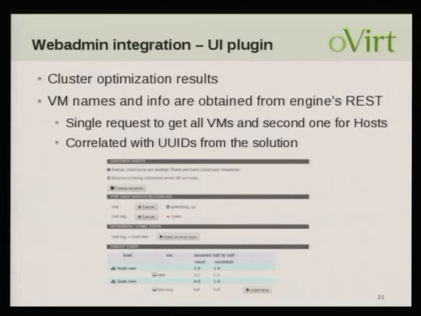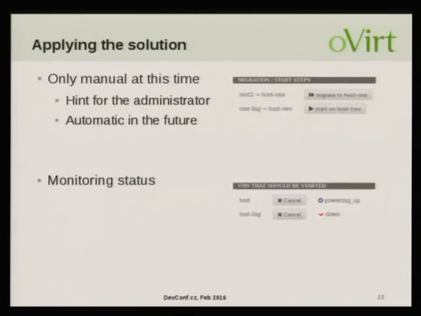So we show the destination, the resulting situation. That's the bottom here. For each host, we'll show you the VMs that will end up being there, with all the buttons to start migrations. We'll show you the VMs that are supposed to be started. We'll show you the migration steps. That's what you'll see. It's all correlated using the UID from the engine.